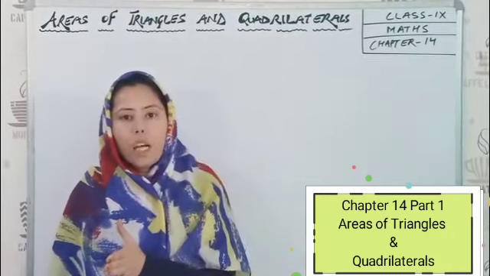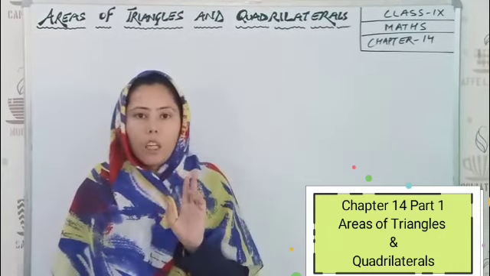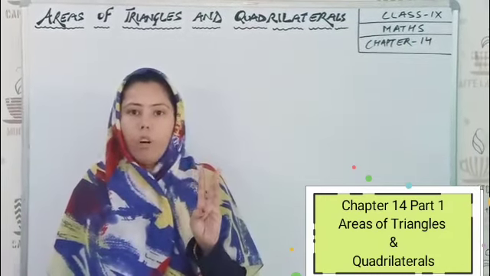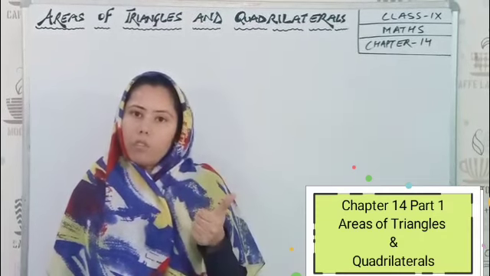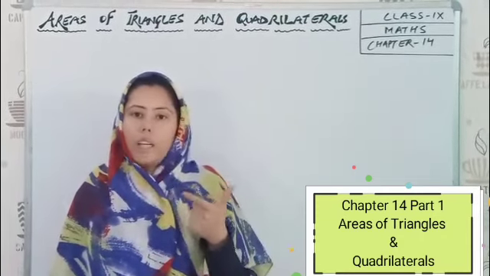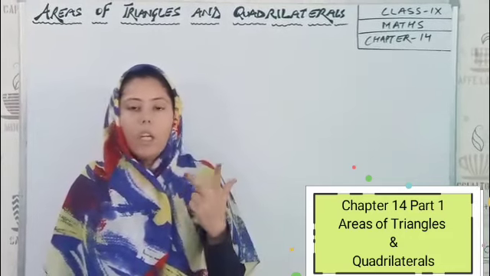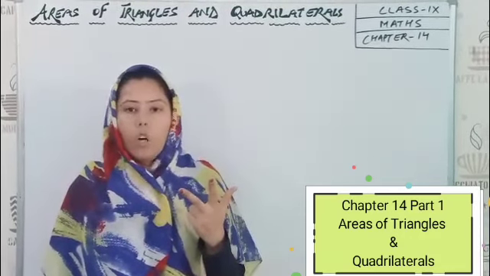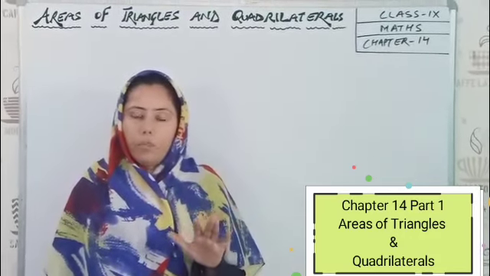On the basis of sides, triangles are either scalene, equilateral, or isosceles. Equilateral triangle: all sides are equal. Isosceles triangle: 2 sides are equal. Scalene triangle: all sides are different in length.